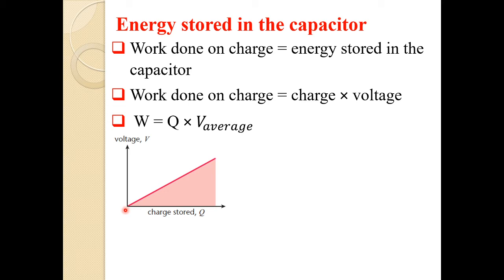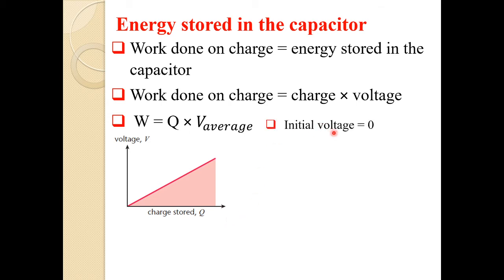Then when the charge flows, it increases and comes to a maximum value. So that's why here I have put average voltage, because the voltage V is not constant throughout. It's initially 0, then finally it comes to the supply voltage. So the maximum value is there and the initial value is 0. So let's see to it.